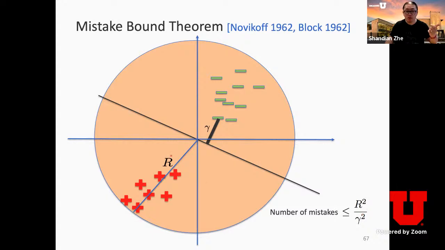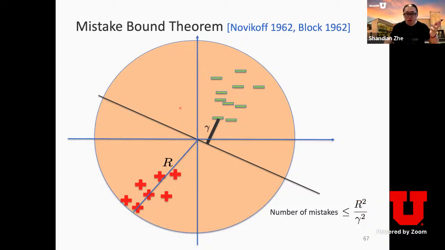So you just divide R by gamma and take the square, and you get a finite estimate of the upper bound of the mistakes made by perceptron, right? Remember, perceptron only updates when it makes a mistake in predicting a training example. So the number of mistakes is the same as the number of updates, as we discussed before. This just gives us some intuition about how many updates the perceptron can make, but this is a very rough estimate, or very rough upper bound.